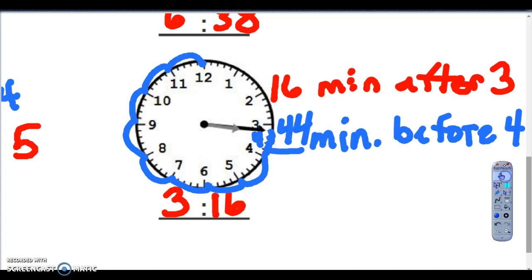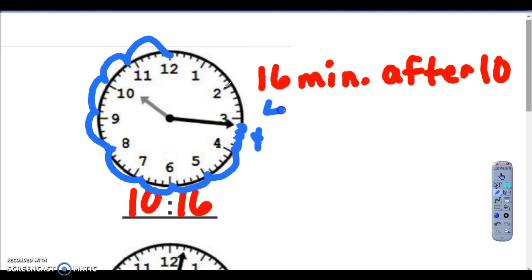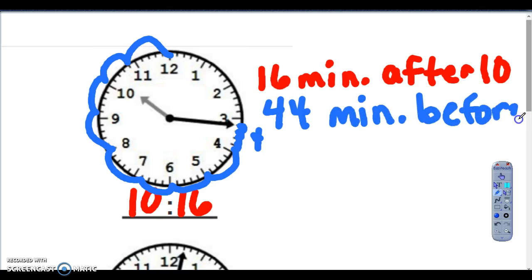All right, go ahead and pause and try the last 3 on your own, and then come back and check and see how you did. All right, on the first one, you should have got, it was 10:16, and it's 16 minutes after 10. And if we were to count 1, 2, 3, 4, 5, 10, 15, 20, 25, 30, 35, 40. Oh, and I almost forgot to add that other 4 back in. 44 minutes before, and the next hour would be 11 o'clock.